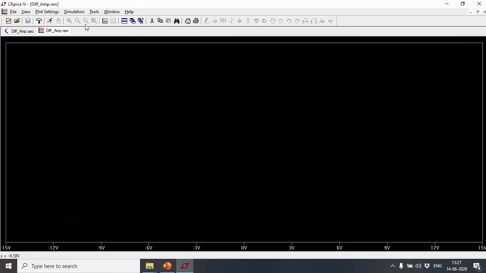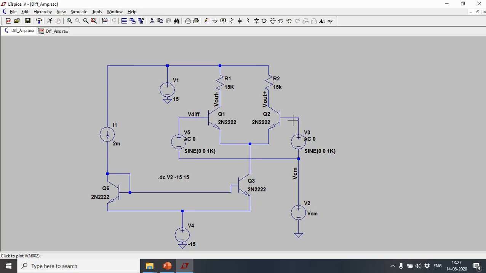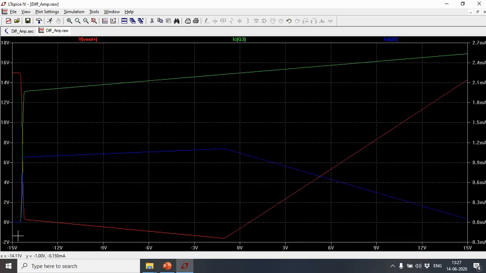Right? Let me plot the current which is flowing into this transistor, and also the voltage out here. I have plotted this. Now if you see, initially when I am giving a very negative voltage here, there is no current flowing in this transistor. And then from, say, minus 15, 1 milliampere has started flowing into this transistor, and 2 milliampere current has started flowing into the tail transistor.